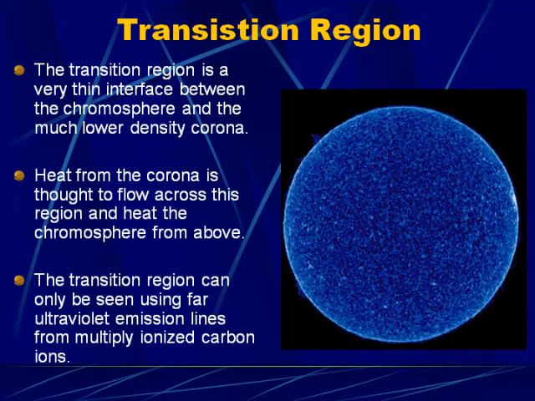Now, there is a transition region between the chromosphere and the corona. It's not really a significant area, but we have been able to see it using emissions from iron ions.